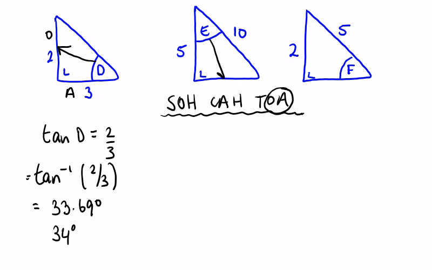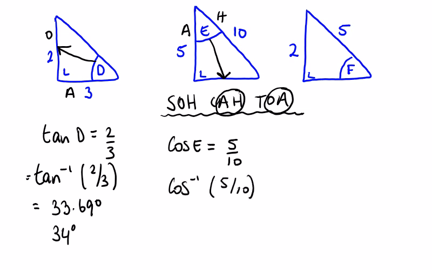5, we don't have opposite, we have adjacent and hypotenuse, which is cos. So you can say that the cos of E is equal to 5 over 10, which you can see is equal to 1 over 2. And the inverse cos of 1 over 2, or 0.5, or 5 over 10, is one of these ones that you get to remember. It's equal to 60 degrees.